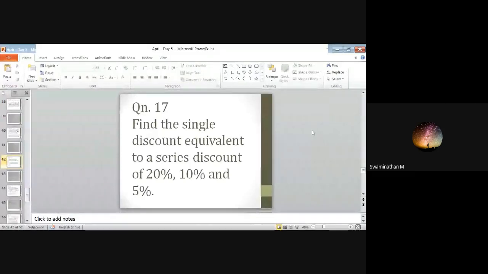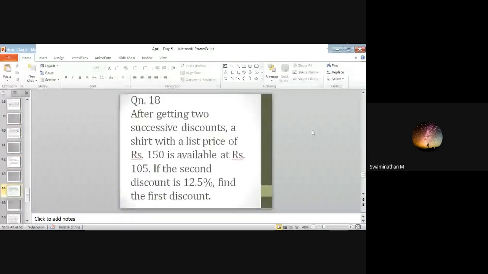I think two more problems are left, and these are with respect to discounts. After getting two successive discounts, a shirt with a list price of rupees 150 is available at rupees 105. So after two successive discounts, the rate is reduced to 105. If the second discount is 12.5%, find the first discount.